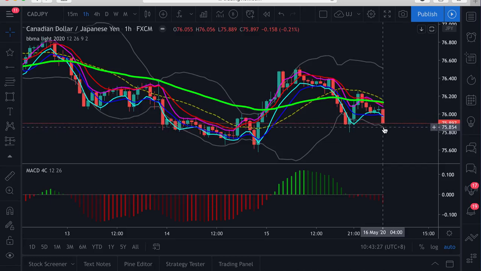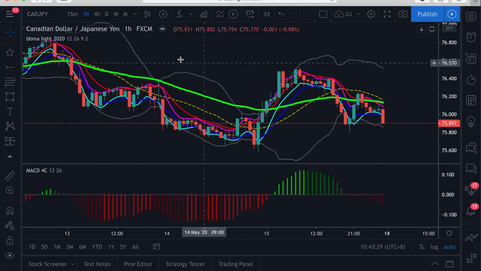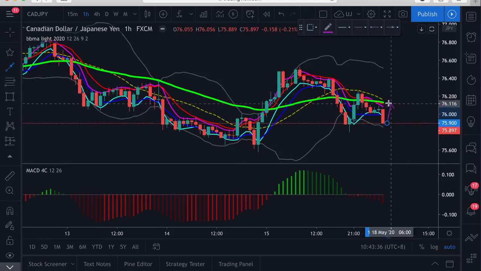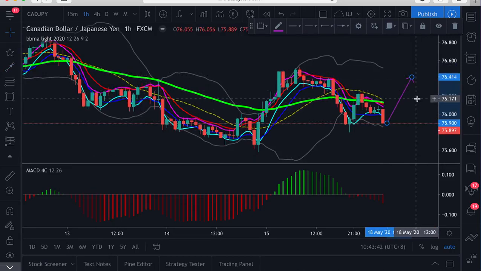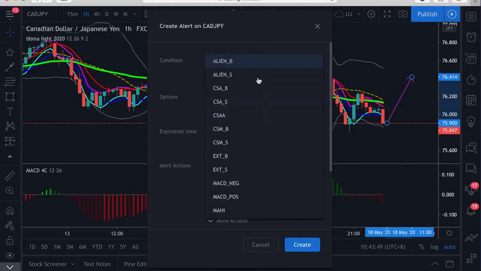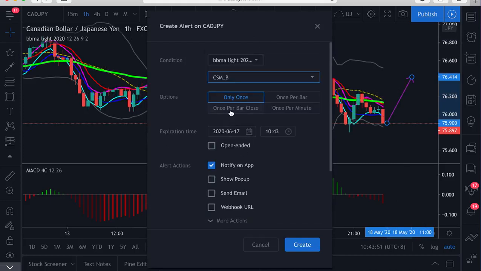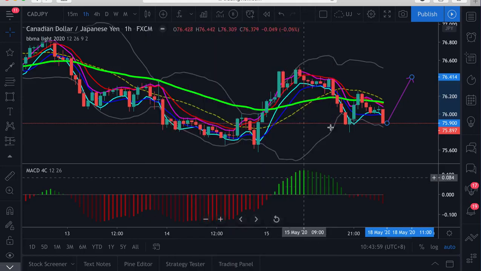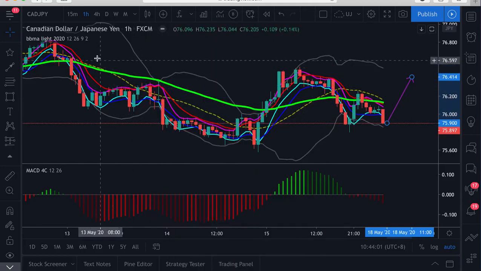For CAD JPY, what we're going to do, we have to set an alert for this because we need to see the candle close upward above the EMA 50 and also the top BB, probably around here. Okay, so that's it for CAD JPY. We go to set our alert: CSM buy on H1 and check for EMA 50. Okay, that's it. So that's CAD JPY.